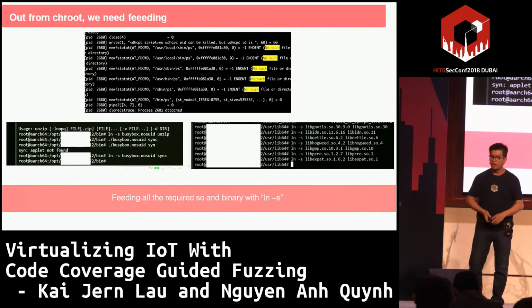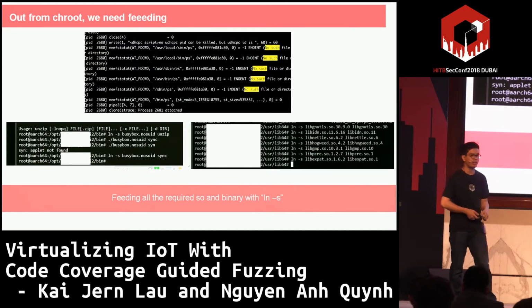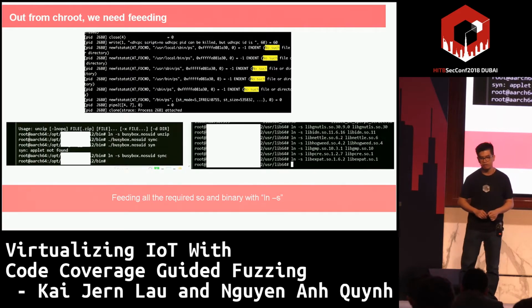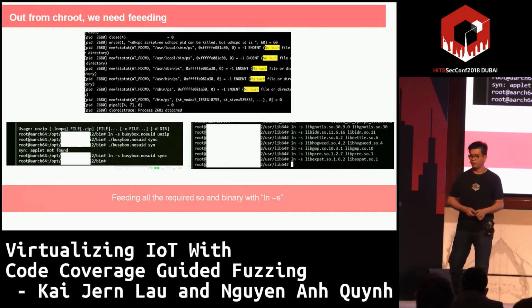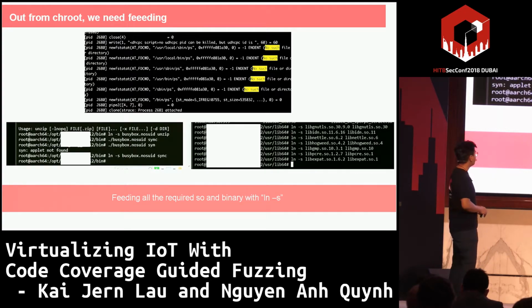And along the way, we solved a lot of SO issues. We try to link them one by one. This is one of the soundbars that we are testing. We try to fuzz the soundbar, and we link the libraries one by one and fit them in there. Once we are able to fit them, then we'll be able to run the binary.